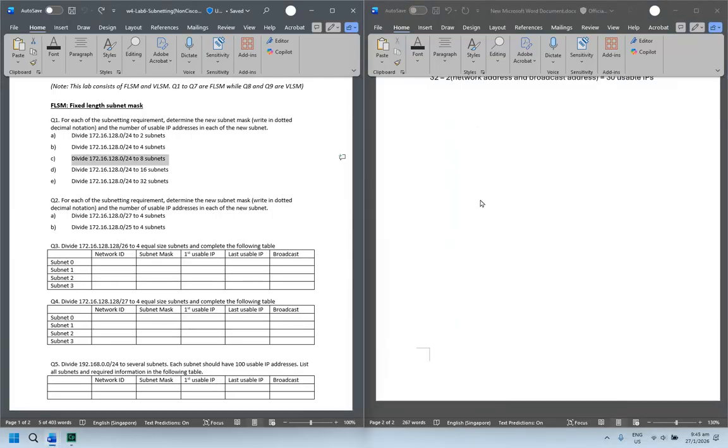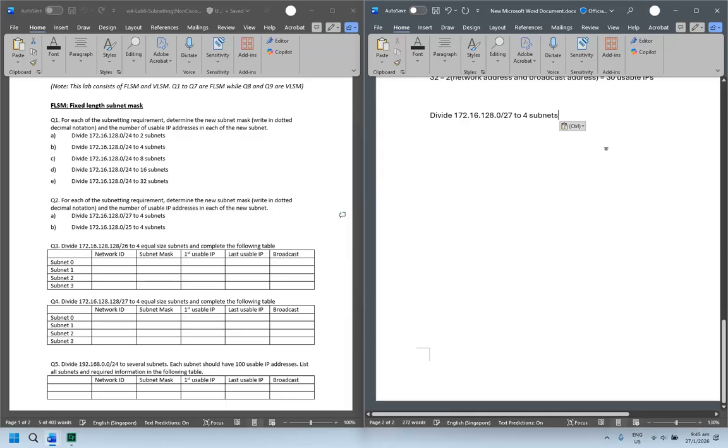Okay, let's continue with question 2. Instead of always working with /24, we can even work with a smaller subnet whereby we need to split it up into smaller subnets or smaller groups of IP addresses. So instead of working with a /24 now, we are working with a /27. It's still the same concept.